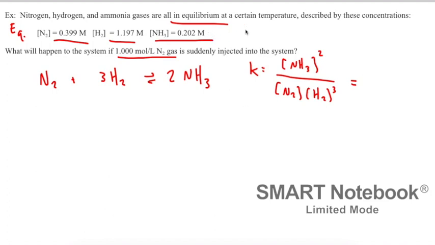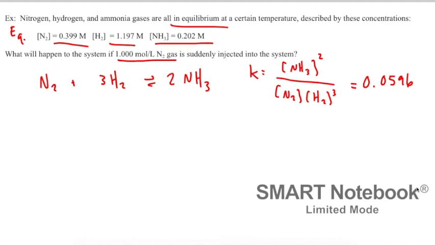So I'm just plugging these numbers into my equilibrium expression. We've done this about 1 trillion times earlier in this course. And I get a K value of 0.0596. Kind of small, but not small enough, unfortunately, for me to use the rounding trick that we just talked about. Okay, yeah, that K value is not quite small enough.